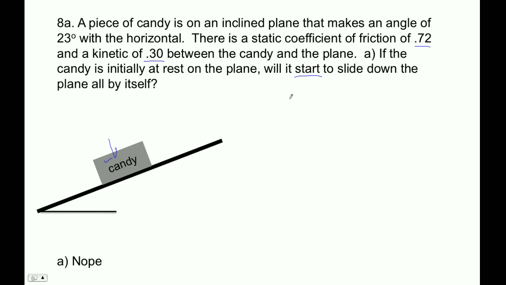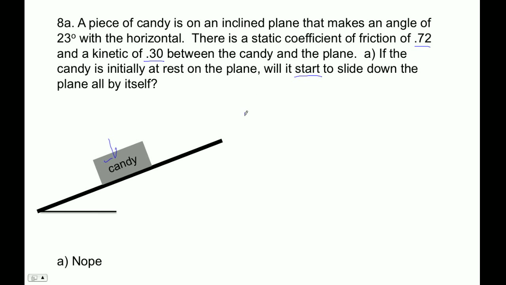All by itself. So notice that where we expect to see the mass of the piece of candy, we just see the word candy. So this is one of these ones where we just don't know the mass. So the trick there is to just leave the mass in there and hope that it cancels out. Okay, so here we go.